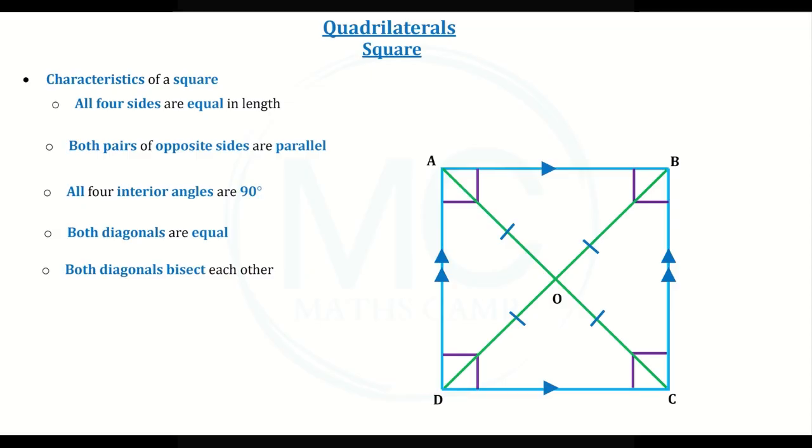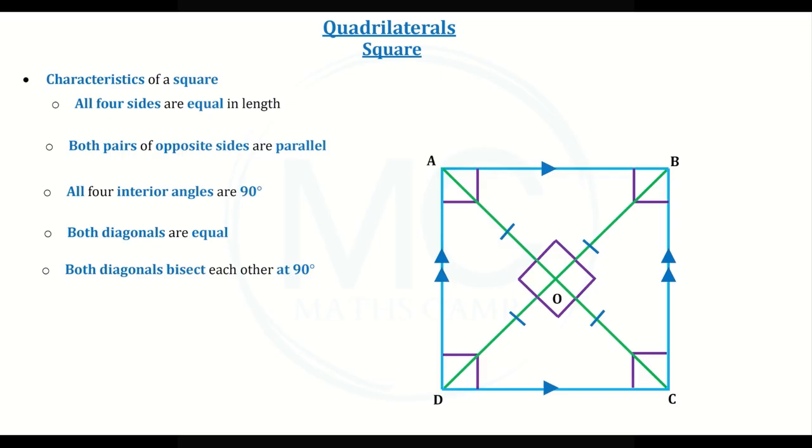The diagonals of a square bisect at 90-degree angles, so they are perpendicular. This means that every angle at O between 2 adjacent diagonals will be a 90-degree angle.